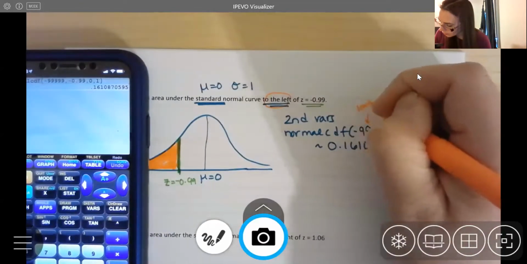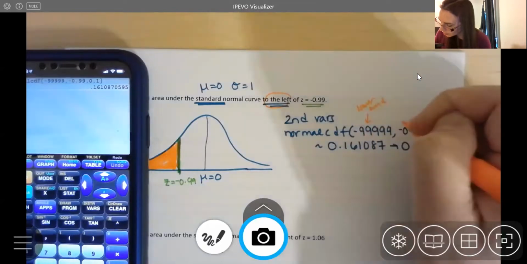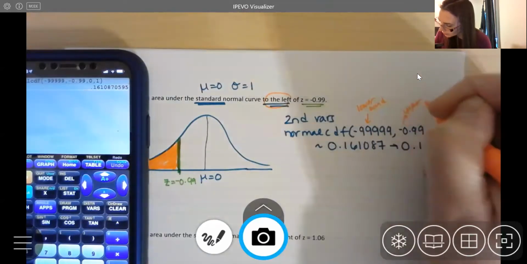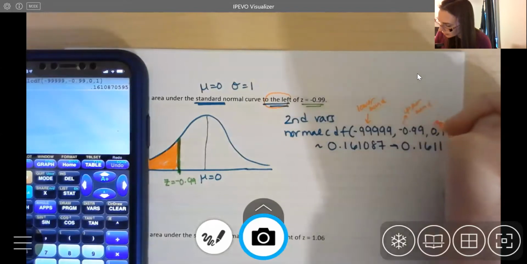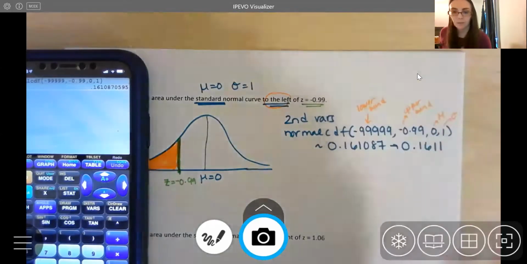So we enter our lower bound first for the shaded region, our upper bound for the shaded region, our mean, and our standard deviation.